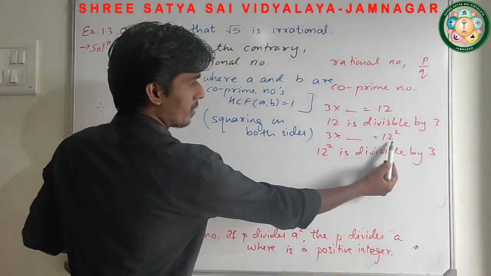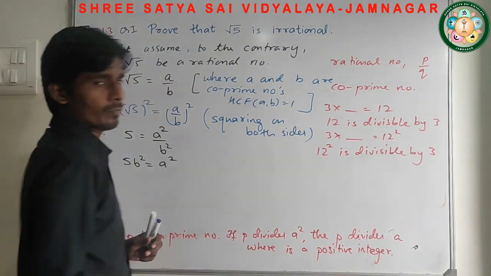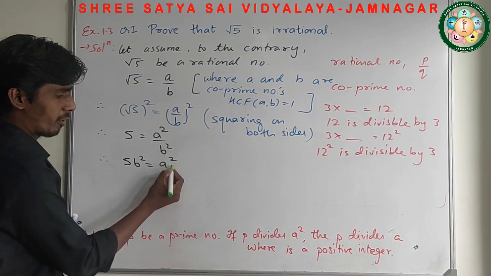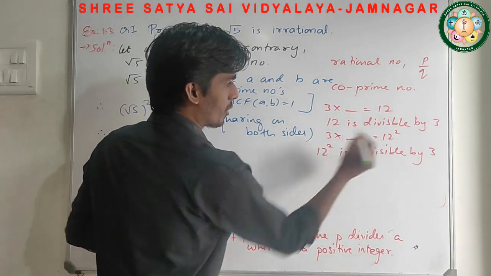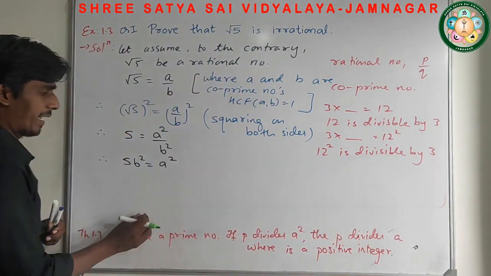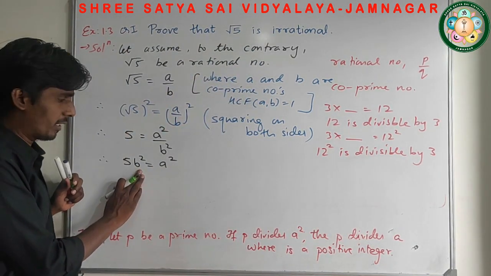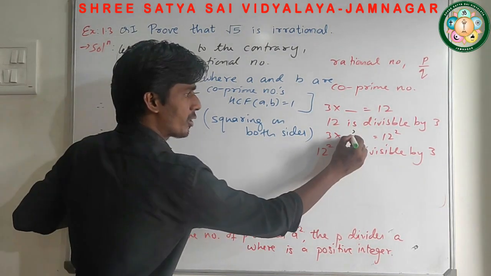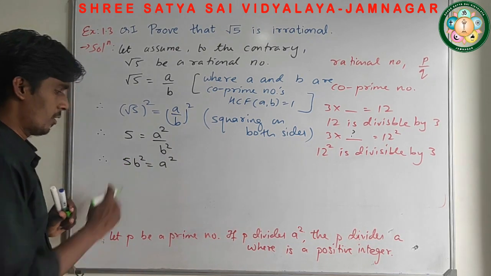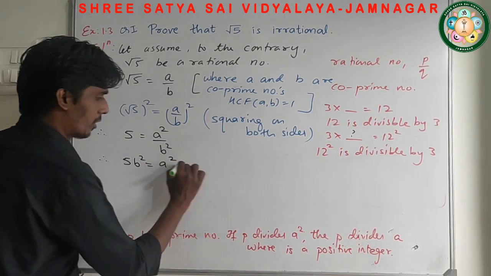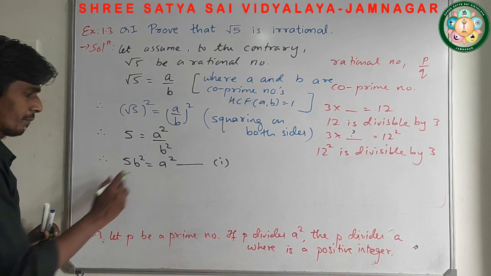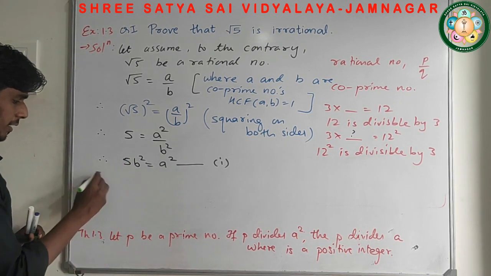Instead of a square here it is 12 square. Instead of 5 here it is 3. So here I can write 3 into something is equals to 12 square. तो मैंने क्या लिखा था? 12 square is divisible by 3. तो यहाँ पे क्या आएगा? A square is 5 into something. ये जो मैंने ब्लैंक छोड़ दिया है, यहाँ पे कुछ ना कुछ नंबर आएगा, तो वो नंबर क्या है यहाँ पे? b square. So 5 into b square is a square. So from this I can write, first of all, this is Equation 1, because we are going to use this equation in the second step. So 5b square equals to a square.